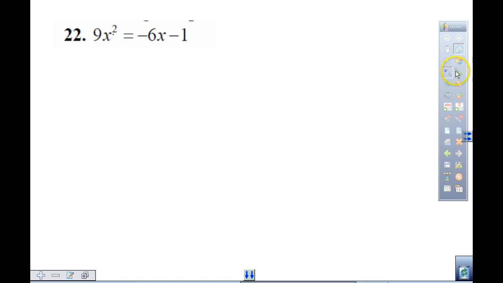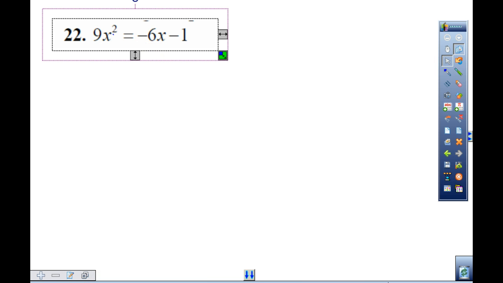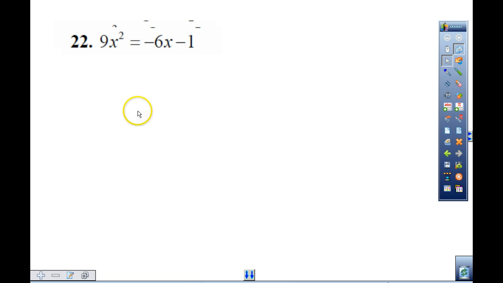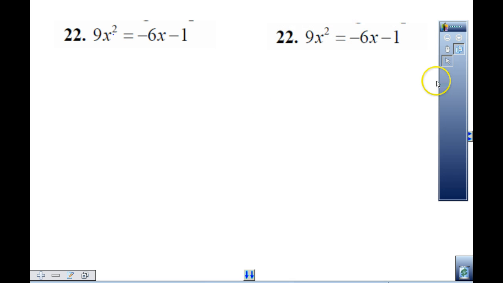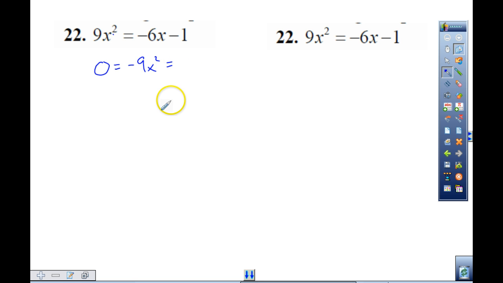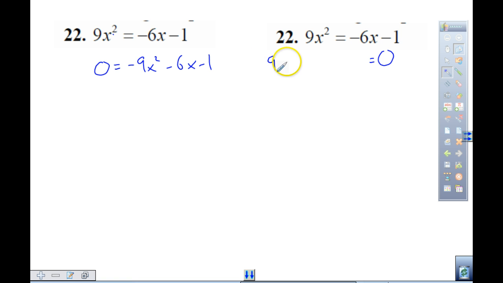Sorry, here are your choices. Let's copy that. Paste it. That's a good question. Doesn't matter. So one way we can do this, get negative 9x squared equals, no, not equals, minus 6x minus 1. Over here, if I want to make the right hand side 0, it'd be 9x squared plus 6x plus 1. This has all negatives, this has all positives.